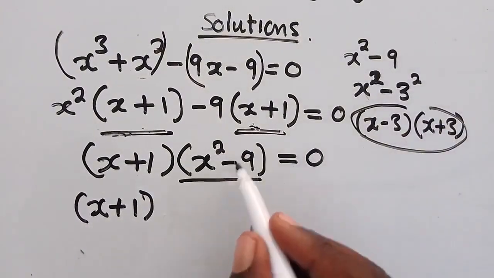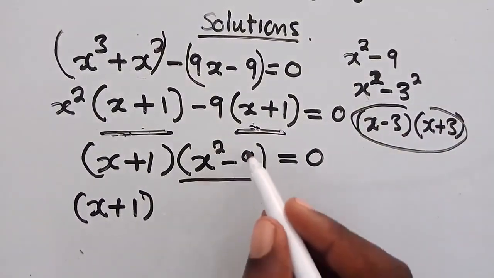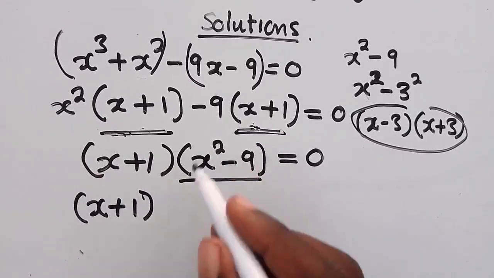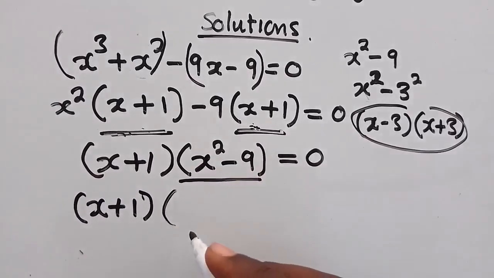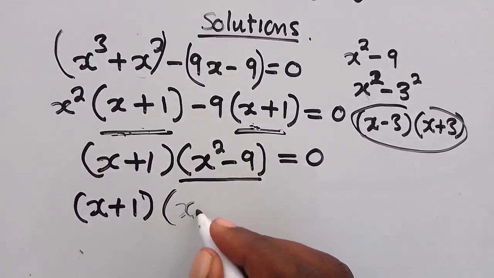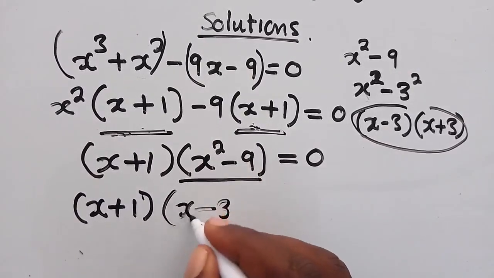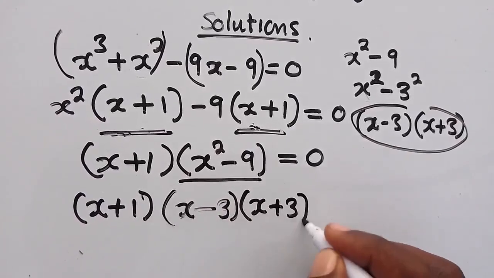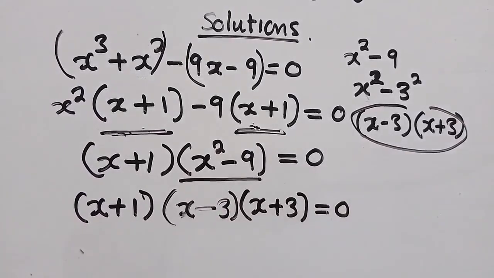The same applies here. When you factorize this, it is a difference of two squares. The moment you factorize this, what you remain with is x minus 3, then x plus 3, which is equal to 0.